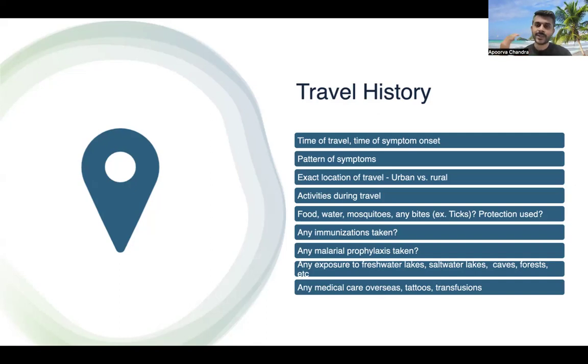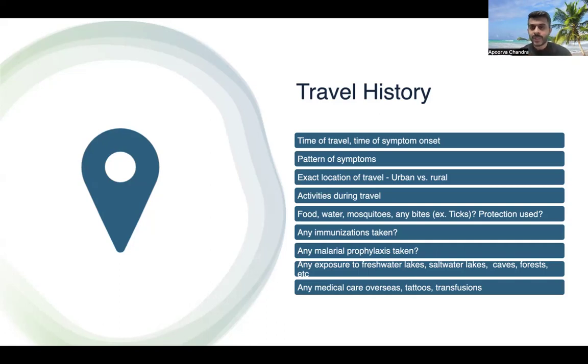So in travel history, the things you need to consider are time of travel, the time of onset of symptoms, the pattern of symptoms, exact location of the travel, where did they travel to? Was it an urban place or a rural place? Activities during the travel, and usage of food, water, mosquitoes, any bites. It could be a mosquito bite, it could be a tick bite. Was there any protection, like mosquito nets or any lubricants to avoid mosquito bites, like mosquito repellent creams that have been used?